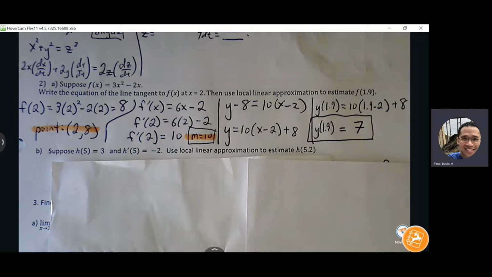Okay, part B, same concept, same thing, but what makes part B easier? It gives you everything you need, right? It gives you the ordered pair, gives you your slope. So you can jump directly to this step. Okay, see if you can finish out part B.